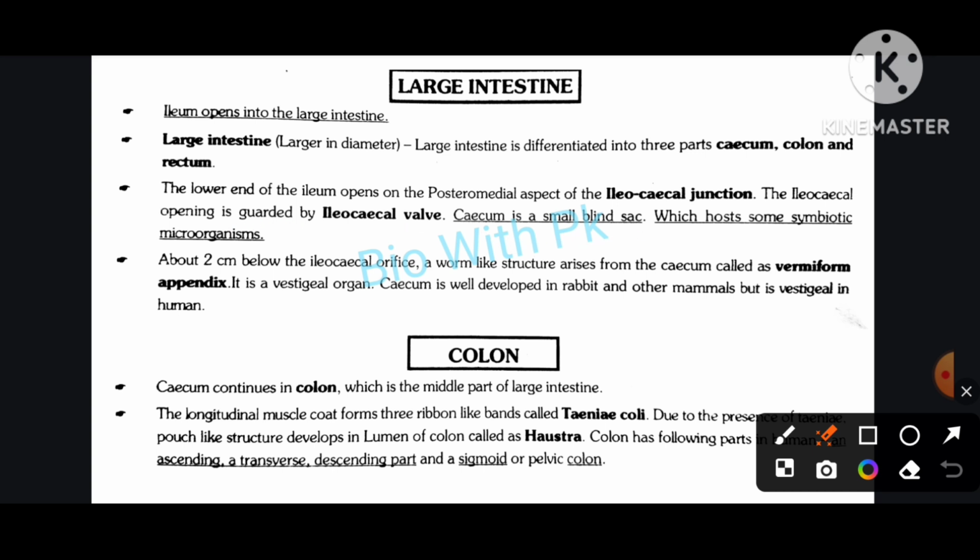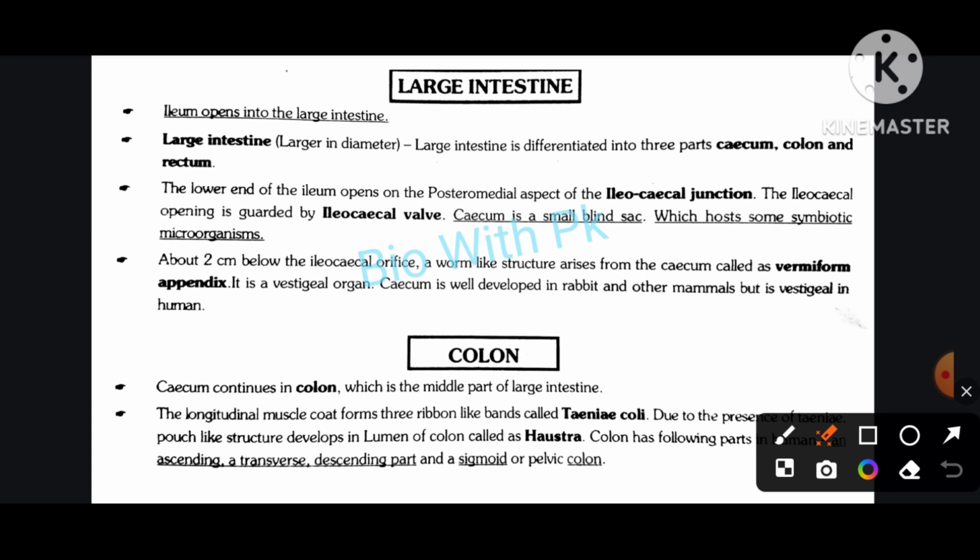Cecum is a small blind sac which hosts some symbiotic microorganisms. About 2 cm below the ileocecal orifice, a worm-like structure emerges from the cecum called the vermiform appendix. It is a vestigial organ. Cecum is well developed in rabbit and other mammals but is vestigial in human.